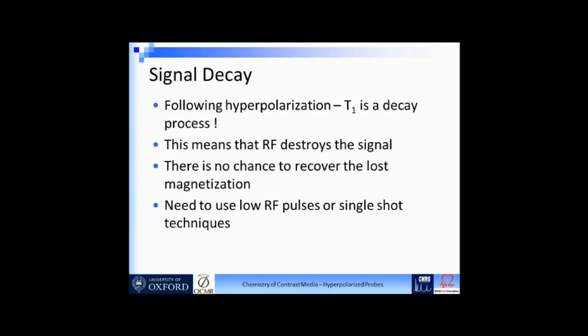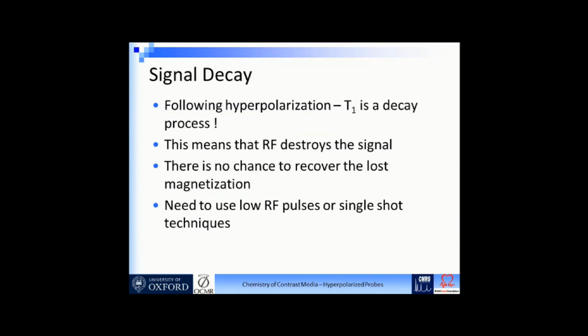So just a couple of points to think about before we move into imaging. Following the hyperpolarization, T1 is a decay process. It's not a recovery process as it is in normal MR experiments. And that means that anything we do to the sample will tend to destroy the signal. So any RF we apply will destroy the signal that we've enhanced rather than introduce it. And there's no chance to recover that lost magnetization without re-going through the polarization process.